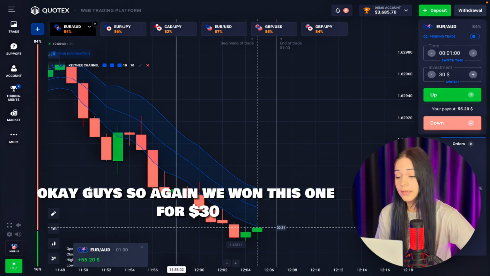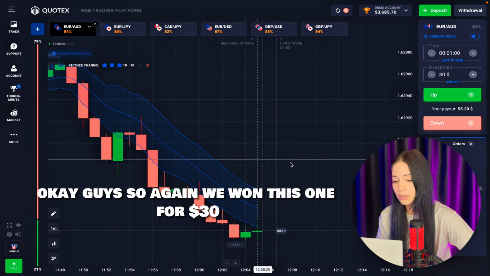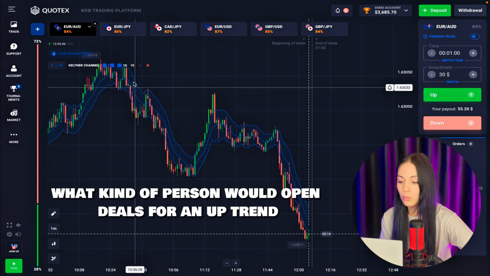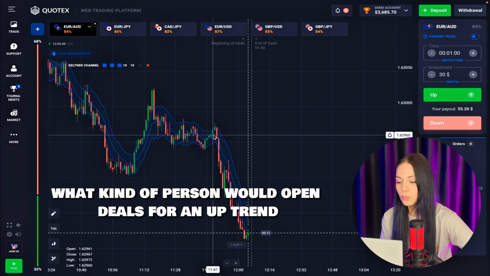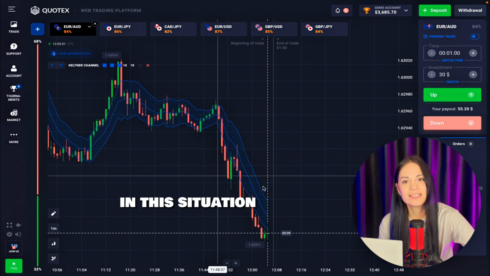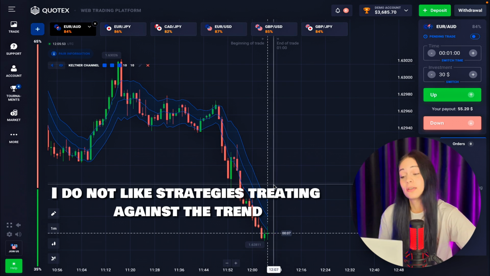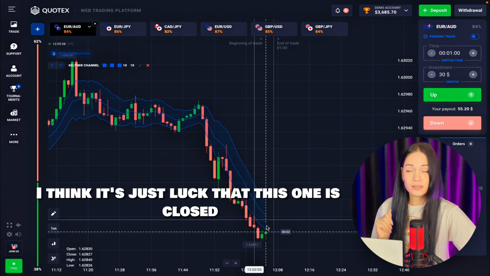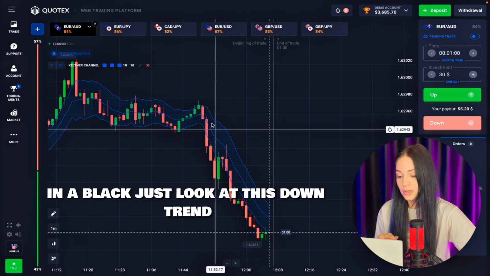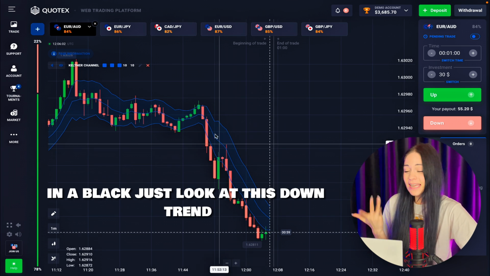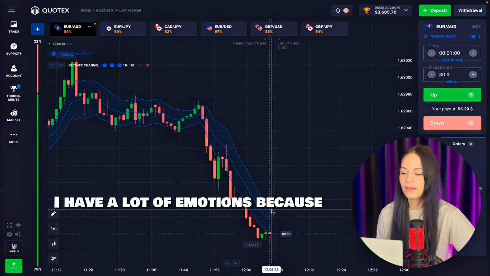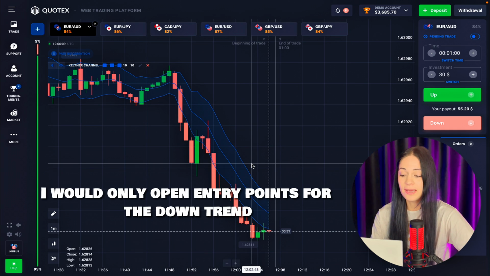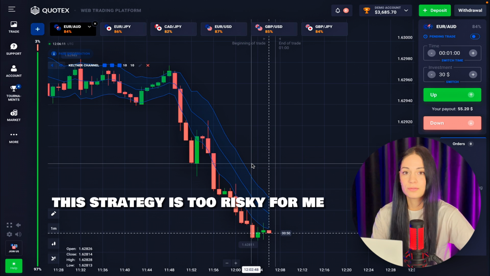Okay guys, so again we won this one for $30. Let's look at the situation. What kind of person would open deals for an uptrend in this situation? I do not like strategies trading against the trend. I think it's just luck that this one is closed in black. Just look at this downtrend. I'm sorry, I have a lot of emotions because I would only open entry points for the downtrend. This strategy is too risky for me.